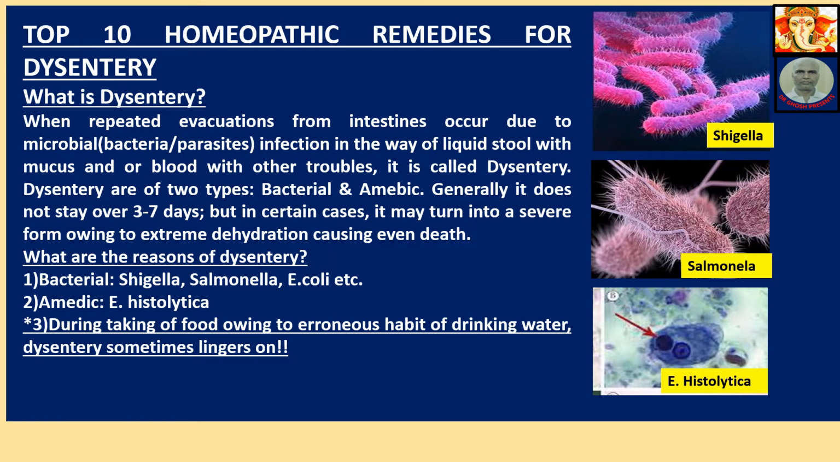Dysentery is of two types, bacterial and amoebic. Generally, it does not stay over 3 to 7 days, but in certain cases, it may turn into a severe form owing to extreme dehydration, causing even death. What are the reasons of dysentery?